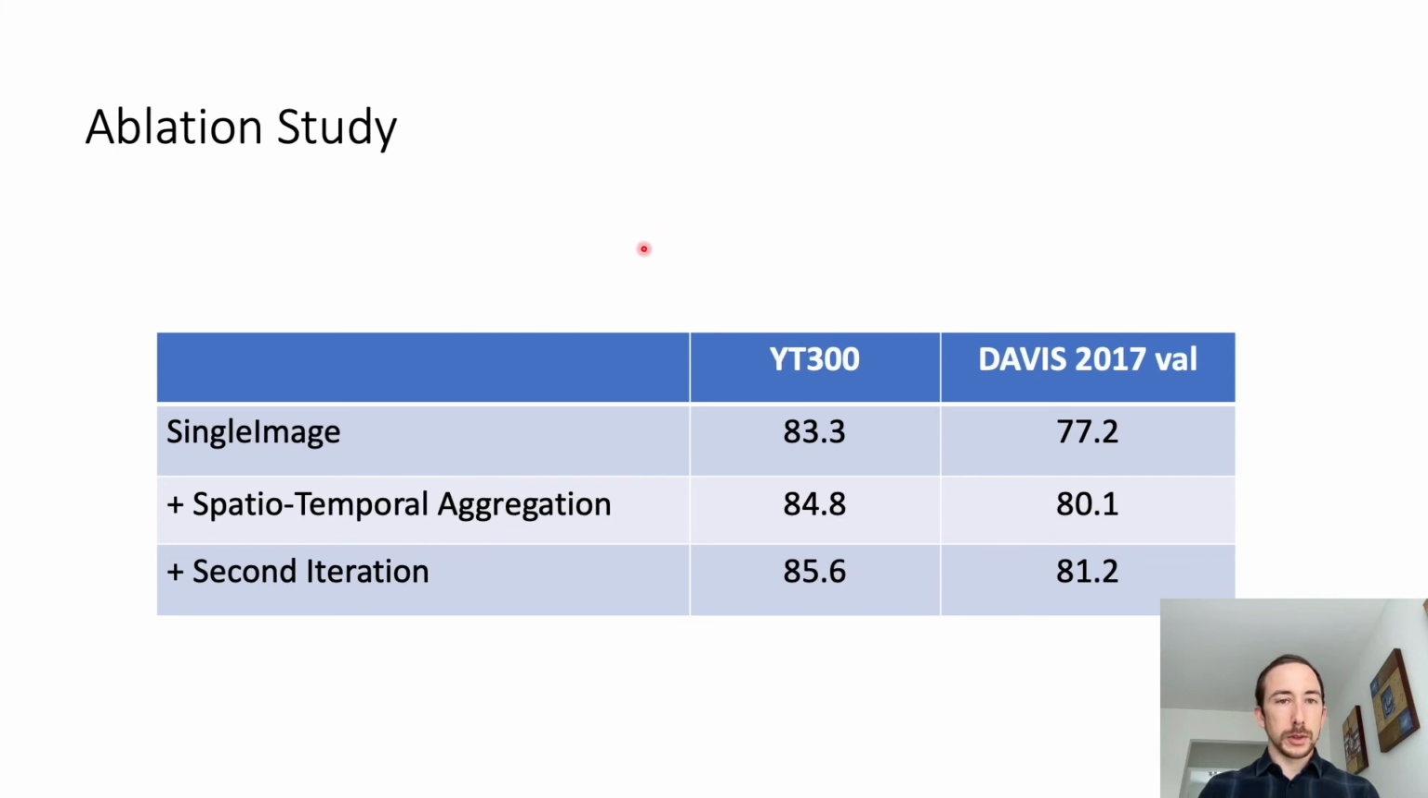So some first results: compared to the single image baseline, we first obtained a large improvement by including our spatial temporal aggregation module. What I didn't present is that we also have a second iteration, where a second spatial temporal aggregation module uses our first prediction as input, and we can do a second step refinement of the segmentation mask, which also gives us some additional mask accuracy.